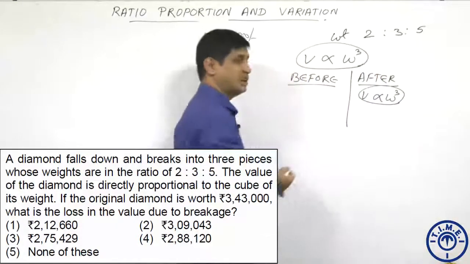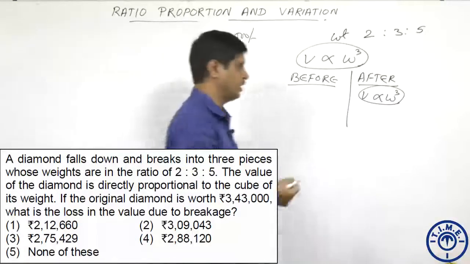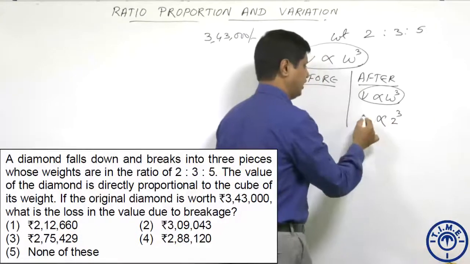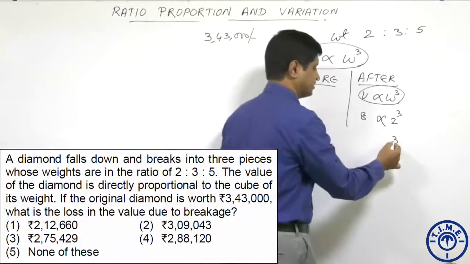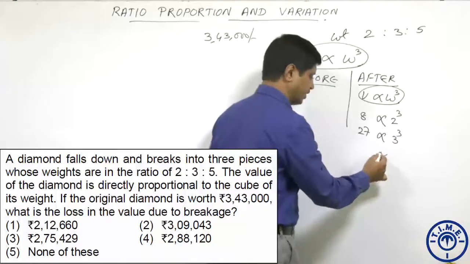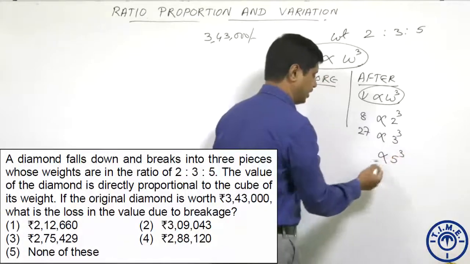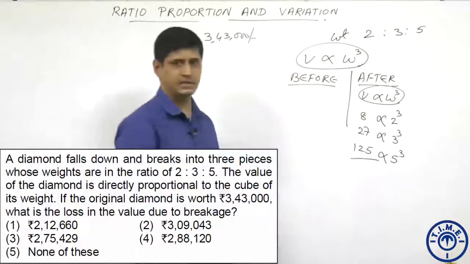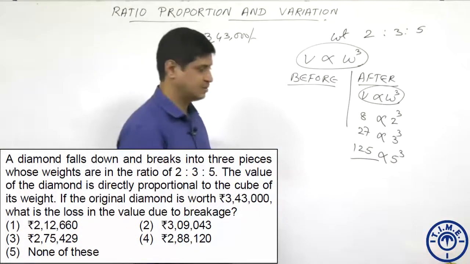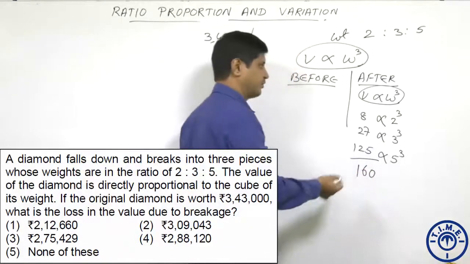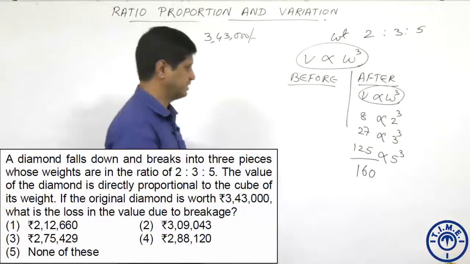The value is directly proportional to cube of its weight. After breakage, we got 3 pieces here, 2:3:5. The first piece weight 2, so 2 cube means 8, and the second piece is 3 cube, which is 27. That is the value based on its weight. Now, the third one is 5 cube, which means 125. What is the sum of all these parts? 8 plus 27 is 35, 35 plus 125 results in 160. After breakage it is 160.